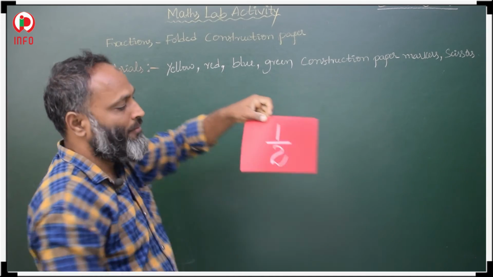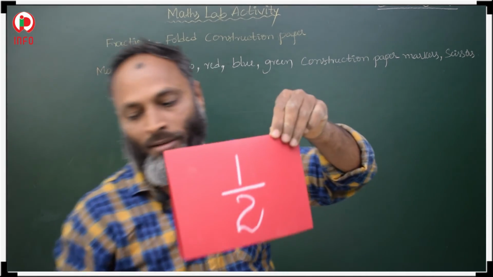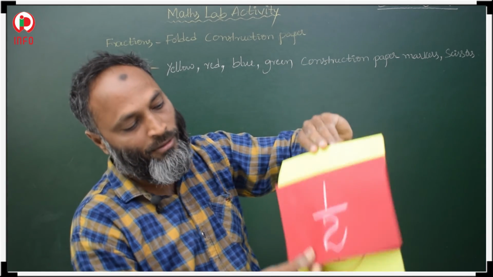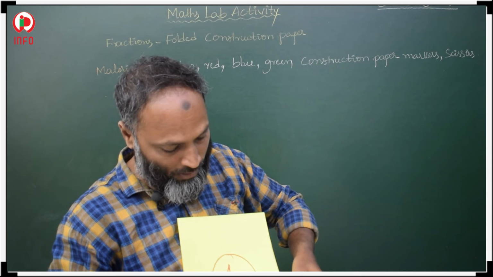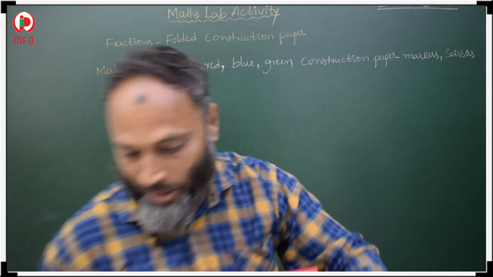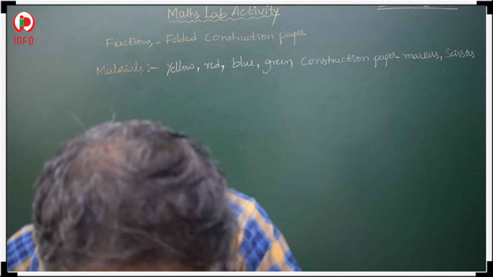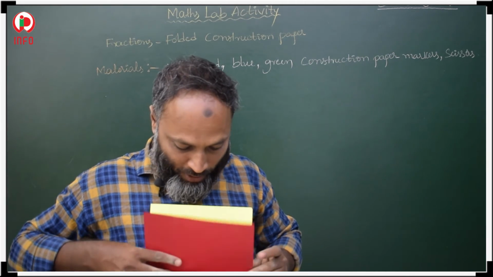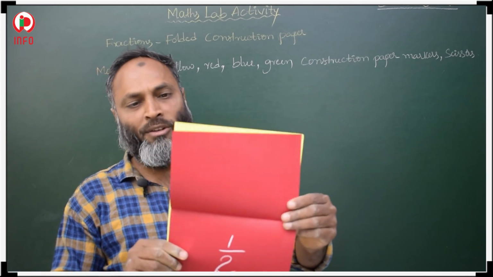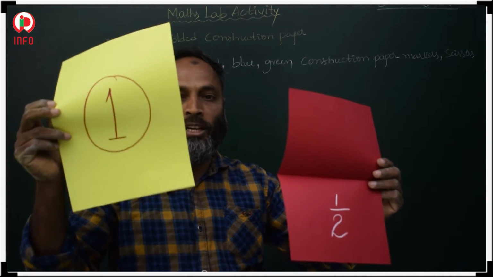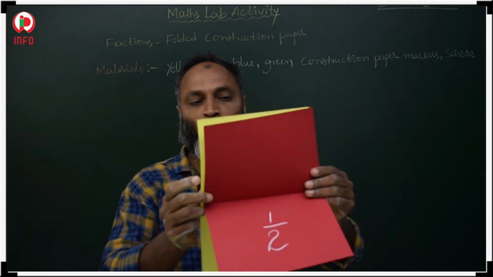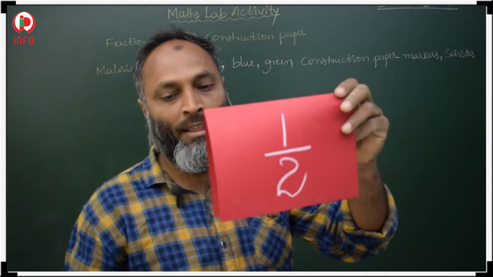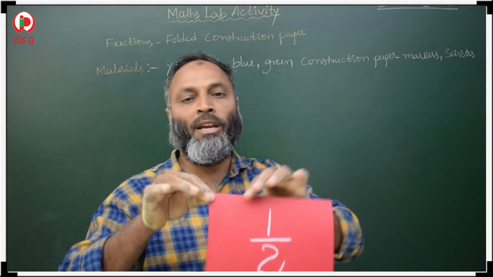How many 1 by 2s make 1? 2 1 by 2s. This is 1 by 2, and again one more 1 by 2. 1 by 2 plus 1 by 2, 2 1 by 2s make 1 whole, a complete sheet. If we fold exactly in the middle, it makes half, then 2 halves make 1 whole.